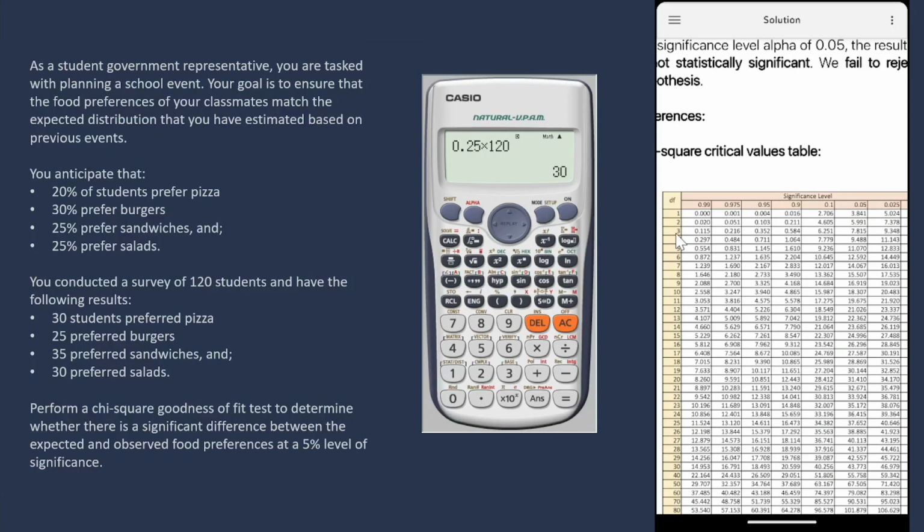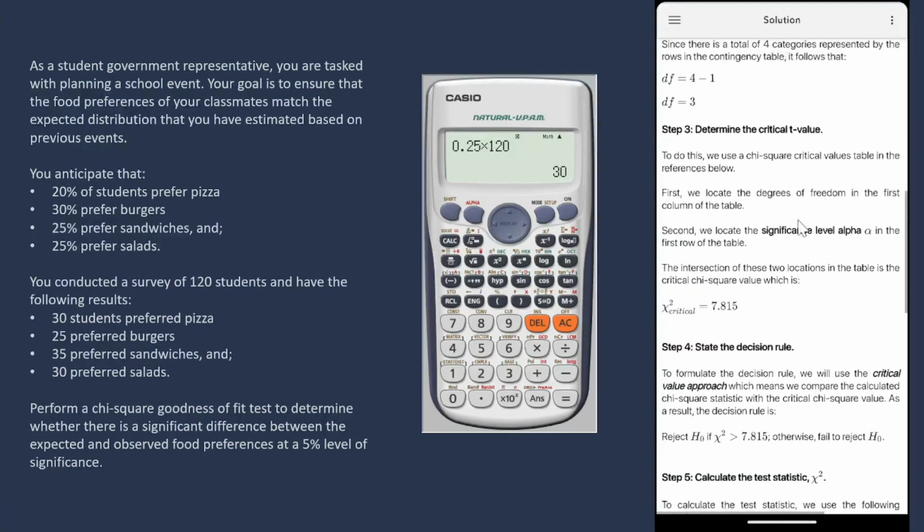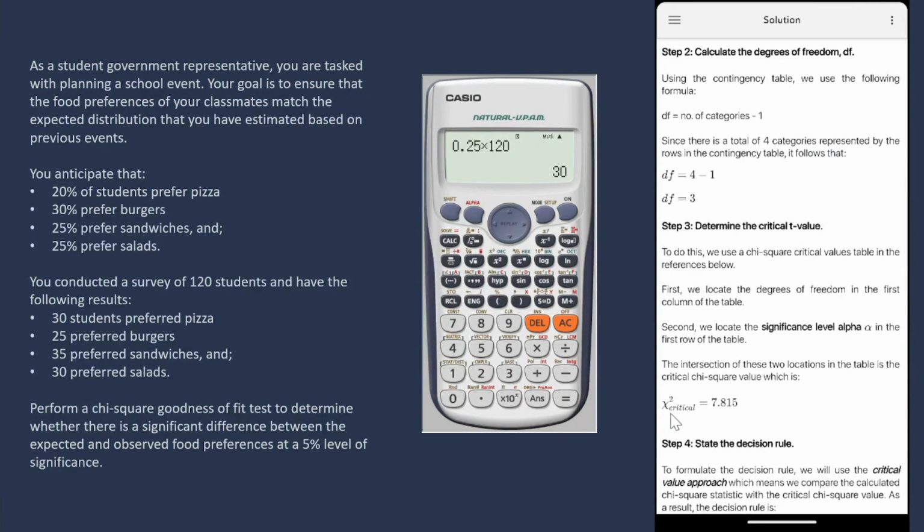Here is our degrees of freedom equal to 3, and here is our level of significance 0.05. So they intersect at 7.815. So we have here our critical chi-square value equal to 7.815.